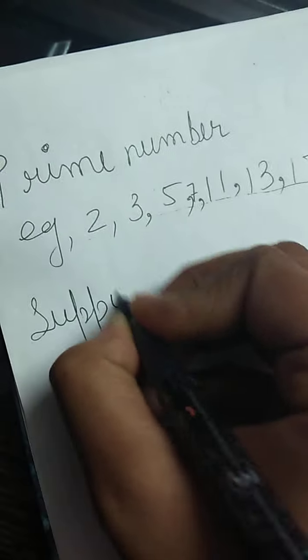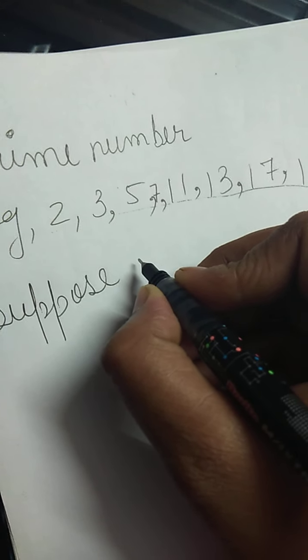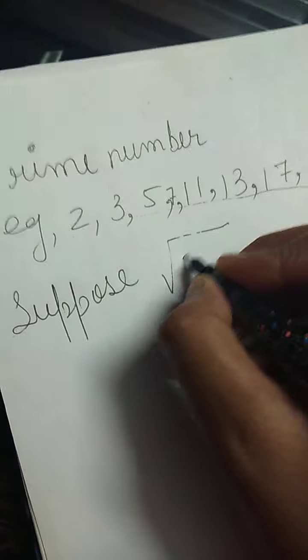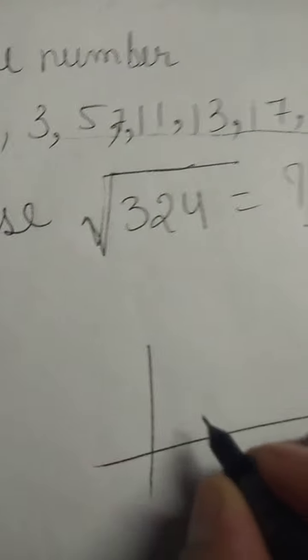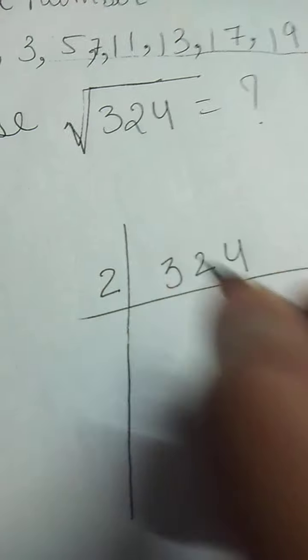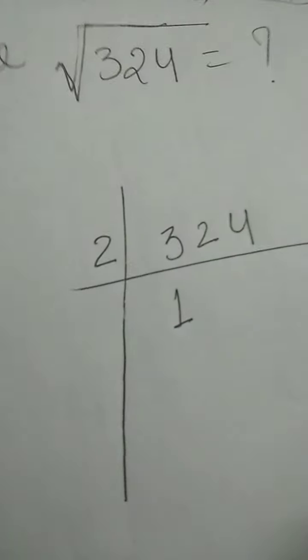Suppose we have to find the square root of 324 by the prime factor method. So we will just write like this, and we have to find the LCM of this number by prime numbers. We will take this number by 2. 2 ones are 2. We will divide this number by 2.